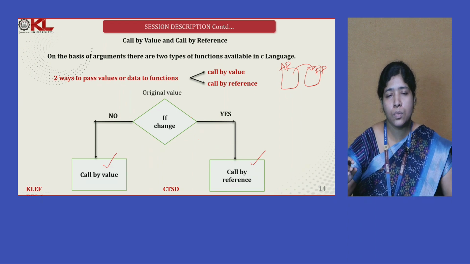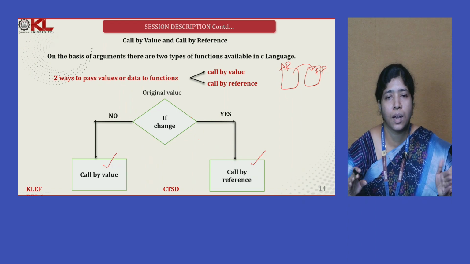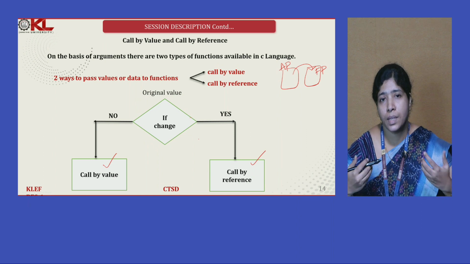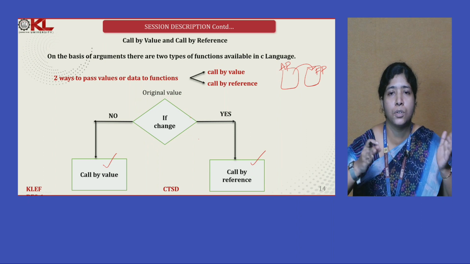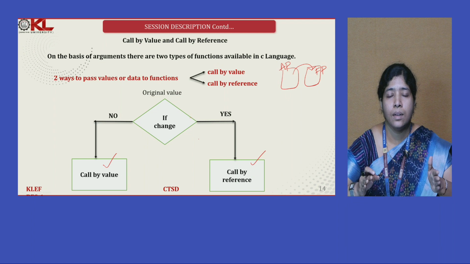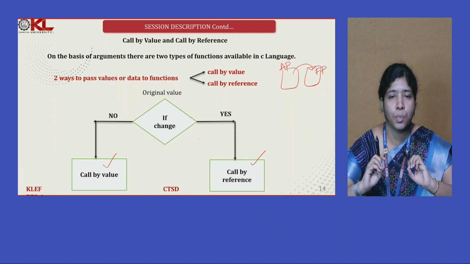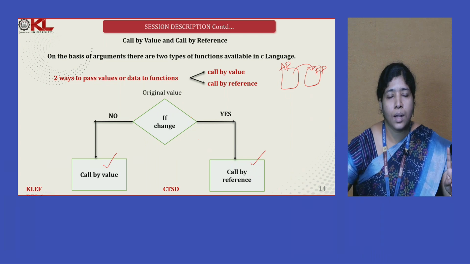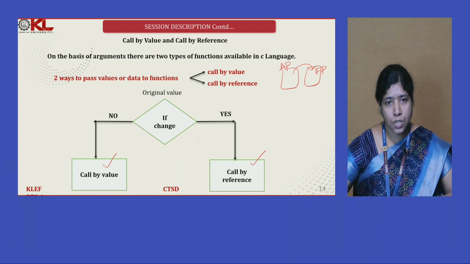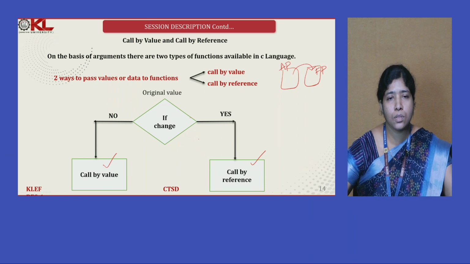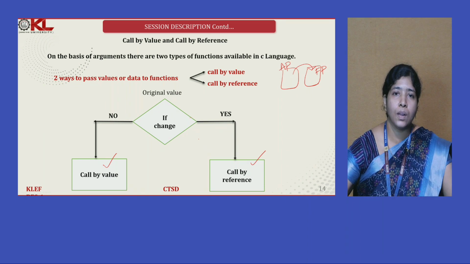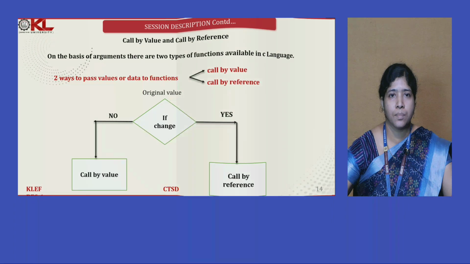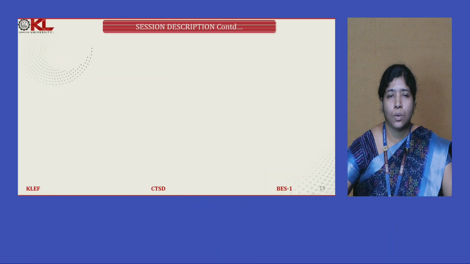Now, ma'am, how do we know whether this change will occur or not? It depends on the way we send them from the main function to the user function, whether it has to be changed and updated, or it has to just take a replica. We'll see one example there. So based upon the list of arguments, we have two categories of functions again, call by value and call by reference. We'll see the first one now, call by value.